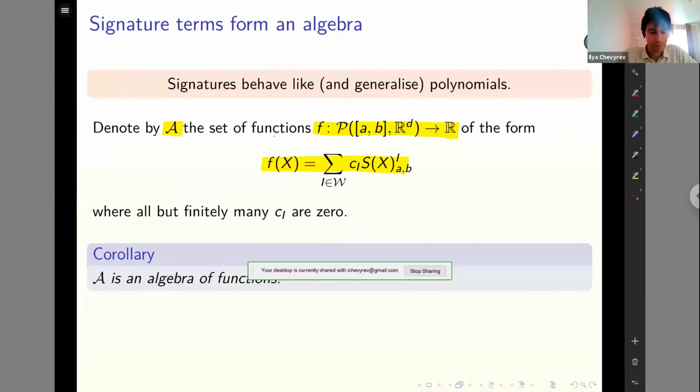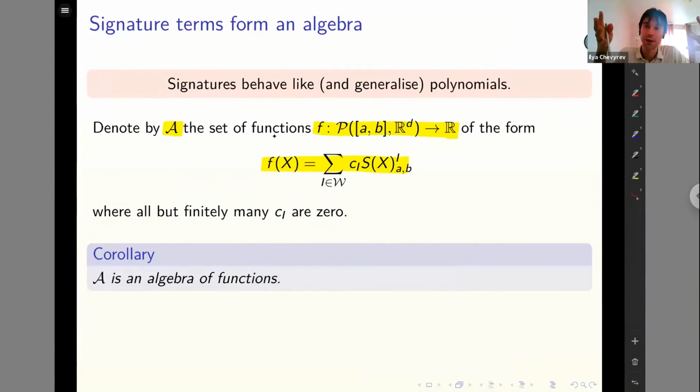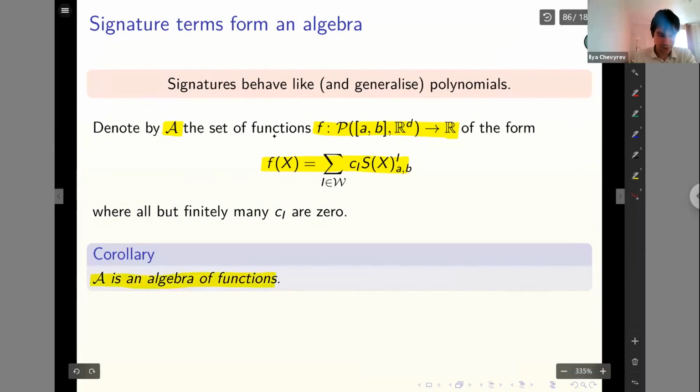So if we denote by this mathcal A the set of all functions from paths into R which are of this form, I'm going to take a sum over all of my words and put a coefficient in front of the signature term associated to the word I. To make this well defined, I'm going to assume that all but finitely many of the coefficients c are 0. So this is a vector space of functions. Then what the shuffle product tells us is that this space of functions is actually an algebra of functions, so it's closed under multiplication.